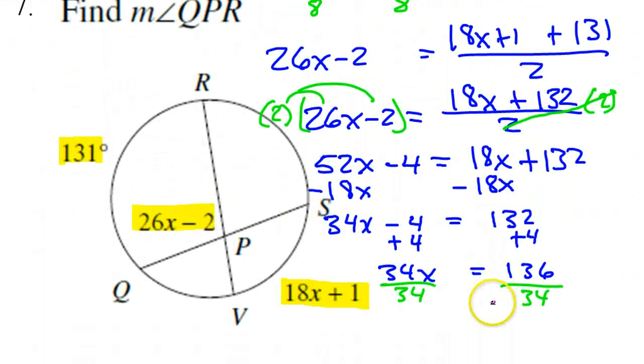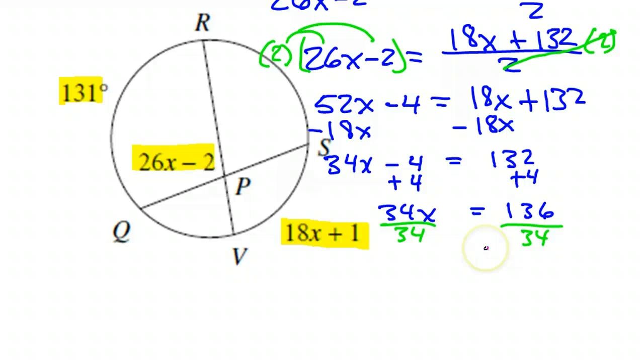And let's see what we get. Well, that turns out to be 4. X equals 4. Is this my final answer? Do I put a box around it? No, this is not my final answer. I will not put a box around it.